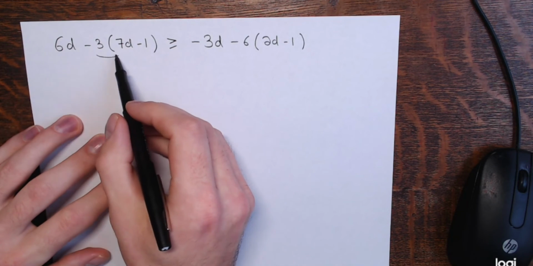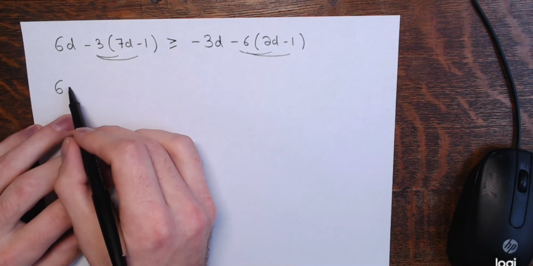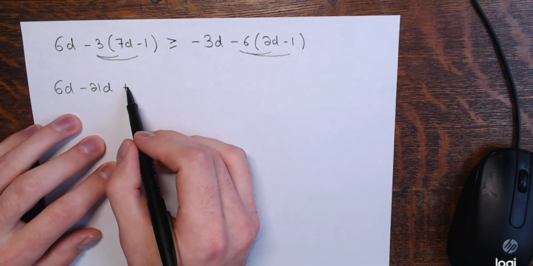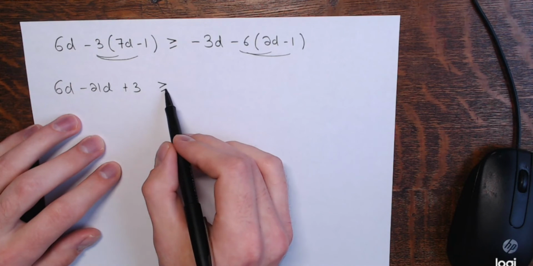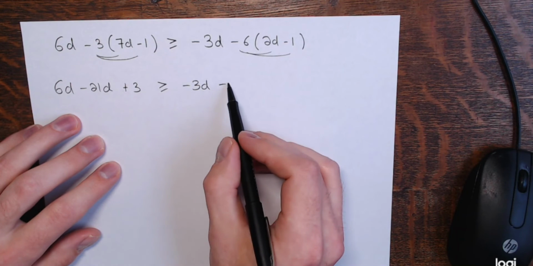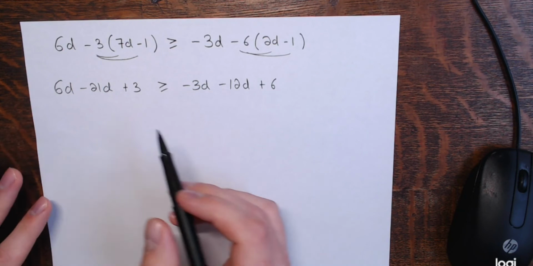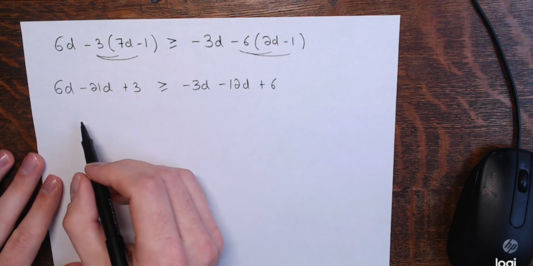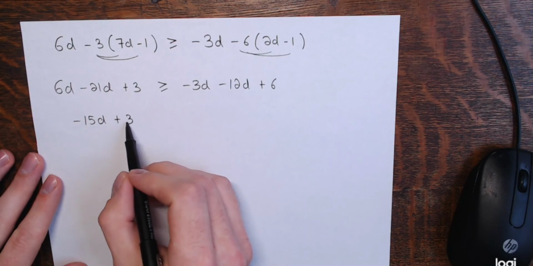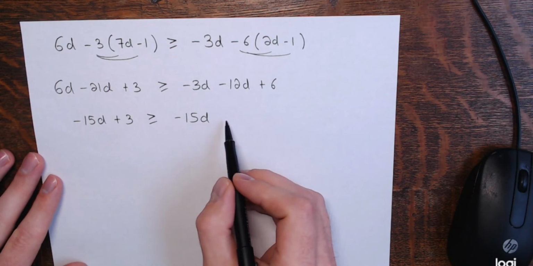Let me simplify, do the distributive property, get rid of these parentheses. So on the left side, I have 6d minus 21d plus 3 after distributing the negative 3. And then over here, I'm distributing this negative 6. We have negative 3d, and then minus 12d plus 6. So 6d minus 21d, that'd be negative 15d plus 3 on the left side, greater than or equal to negative 15d plus 6 on the right side.